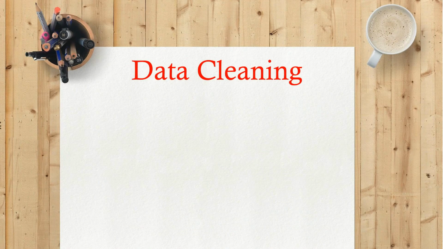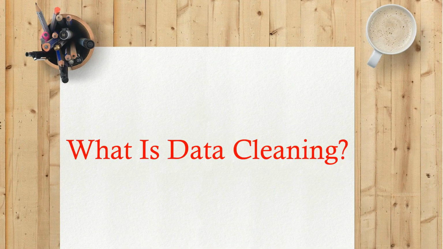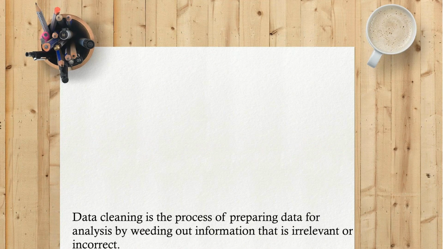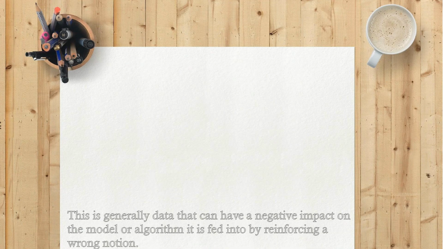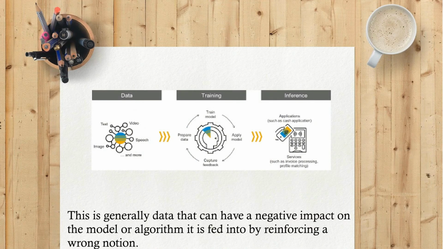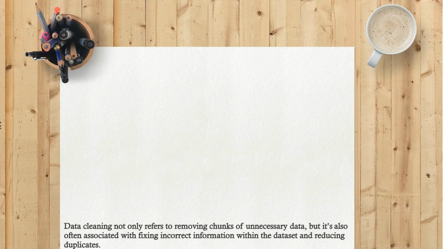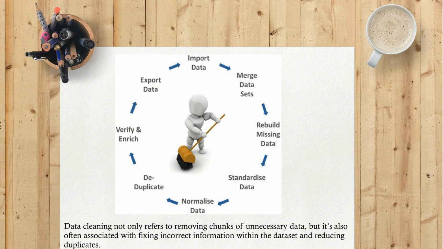Data cleaning. What is data cleaning? Data cleaning is the process of preparing data for analysis by weeding out information that is irrelevant or incorrect. This is generally data that can have a negative impact on the model or algorithm it is fed into by reinforcing a wrong notion. Data cleaning not only refers to removing chunks of unnecessary data, but it's also often associated with fixing incorrect information within the dataset and reducing duplicates.